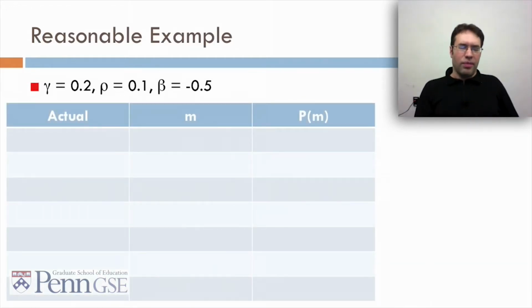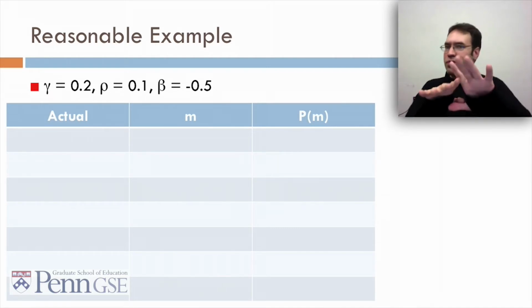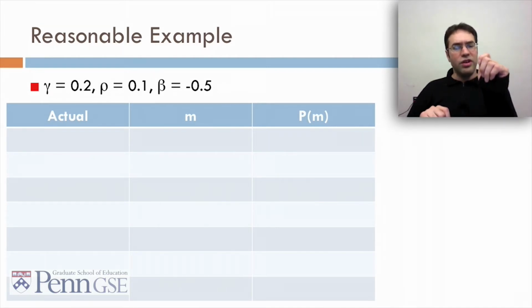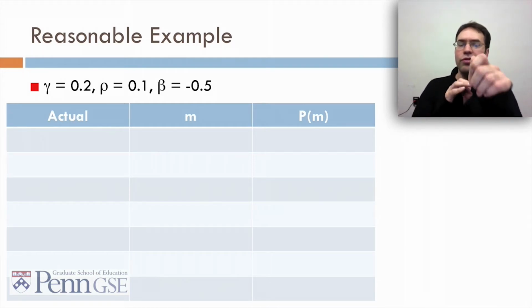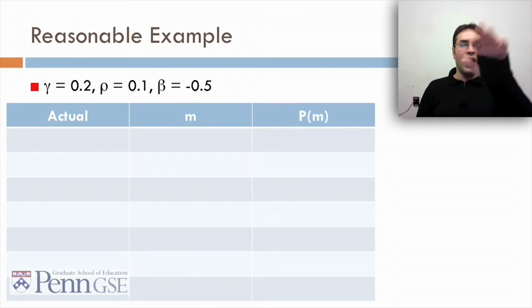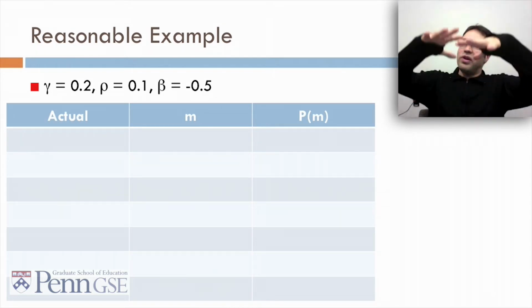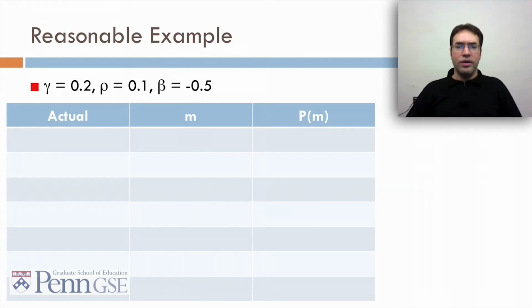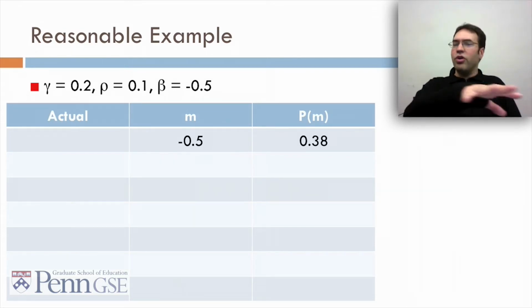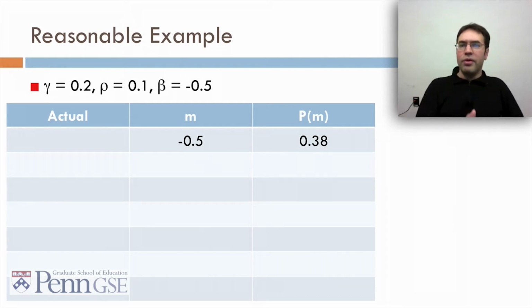So let's look at an example. We'll start first with a reasonable example. We'll move on to crazy examples later. Let's say that you have gamma of 0.2, rho of 0.1, so we're assuming that you improve your future performance double if you get a success compared to if you get a failure. And beta is negative 0.5, which means the item's a little hard. So the initial m, with no successes or failures yet, is going to be negative 0.5, that's the beta, so the probability the student will get it right on the first attempt is 0.38. At this point we have no information about the student. It's like L0 in BKT.